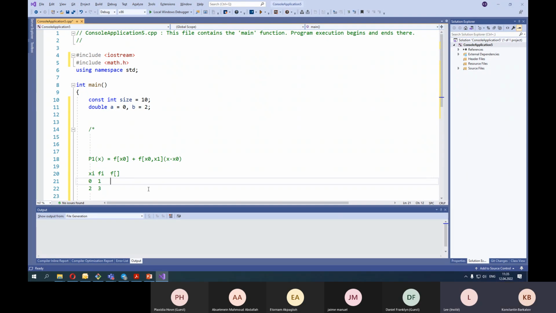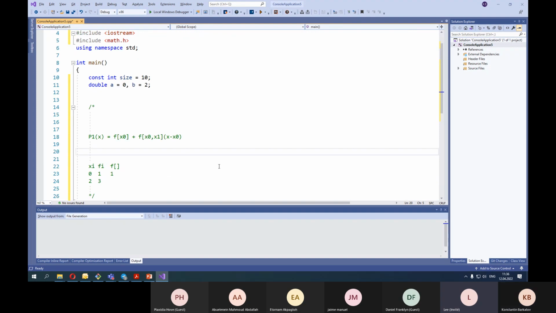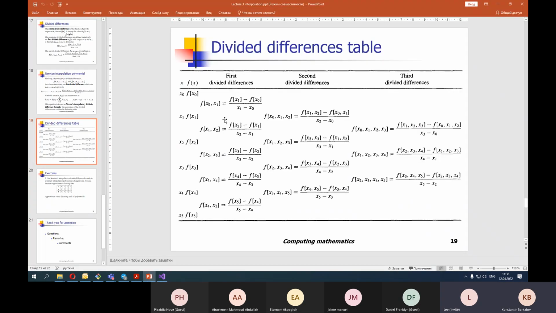3 minus 1 over 2 minus 0. And the value of the difference is 1. We compute it as 3 minus 1 over 2 minus 0, strictly according to this formula: f of x1 minus f of x0 over x1 minus x0.